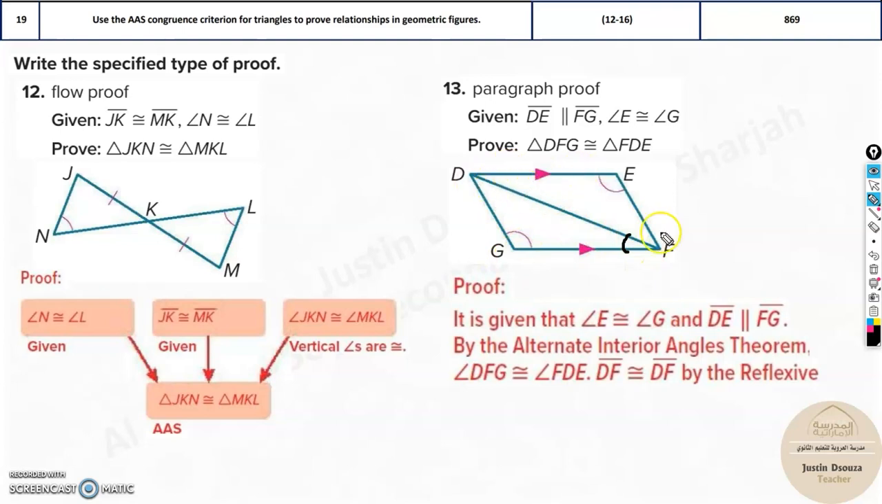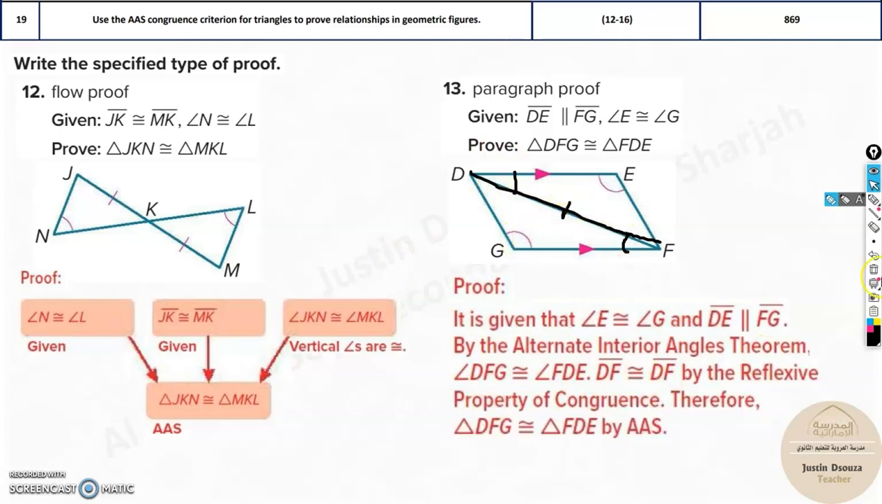DFG and FDE are congruent to each other. And this side is obviously congruent because it's the same side. It's the reflexive property of congruency. So we have angle, angle, side. And now be careful. In the last video, we saw how to write the congruent statements. Now, if you're considering D, then you need to start with over here F. So D over here, that means F on the other side. D, F, and it'll be D.